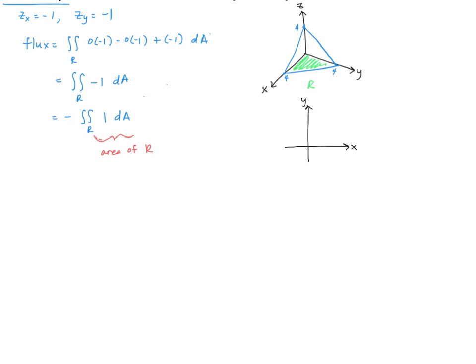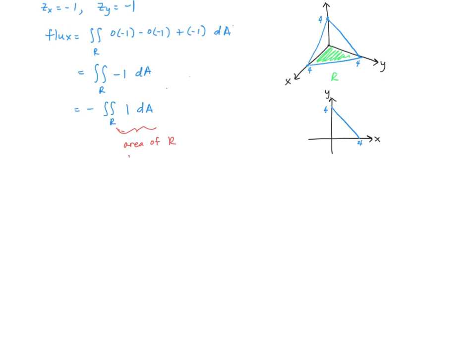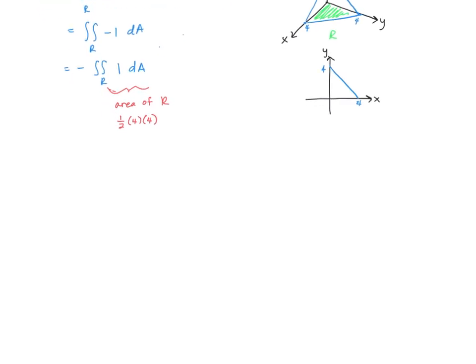This is all going back to what we did previously. Which means the area of this region is the area of a triangle, and its area is 1/2 times the base, which is 4, times the height, which is 4. So the area of our region is simply 8. And there's that negative on the outside. My flux is going to be equal to -8. So although it doesn't ask for it, this would be a sink.